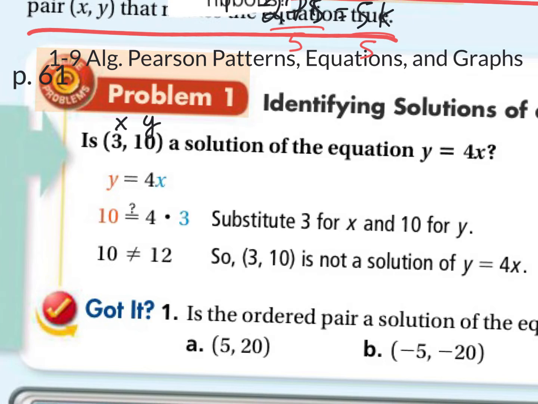So if you do that, you got 10 equals 4 times 3. 4 times 3 is 12, not 10. So those are not equal, so (3, 10) is not a solution of that equation. And kind of going back to what we talked about before, basically that tells us that that line, if we would draw a line y equals 4x, it doesn't go through the point (3, 10), would be one way of thinking about that.